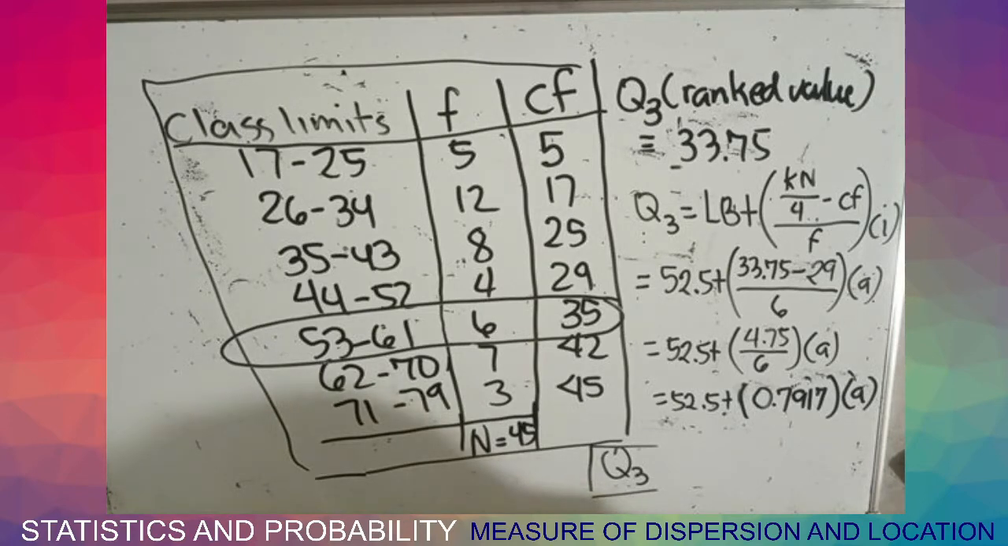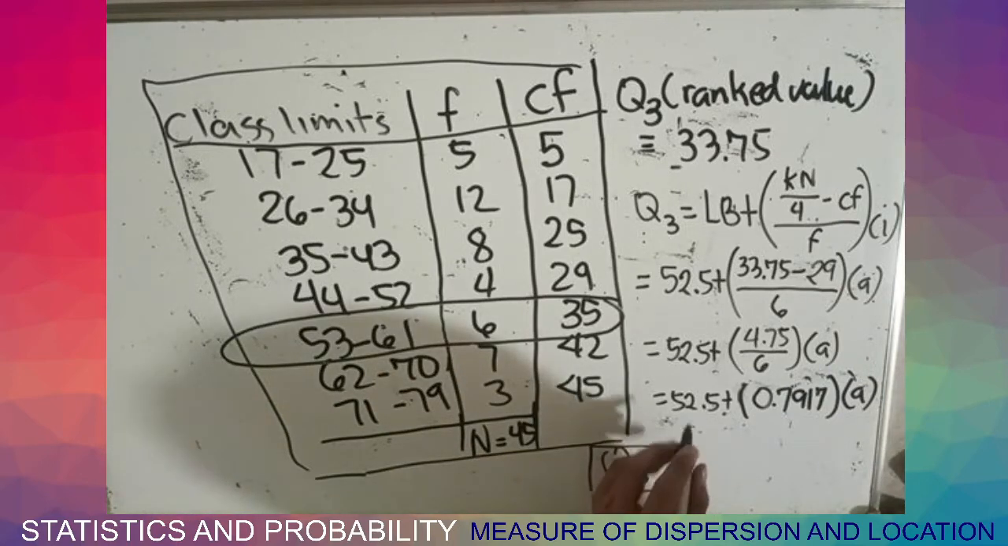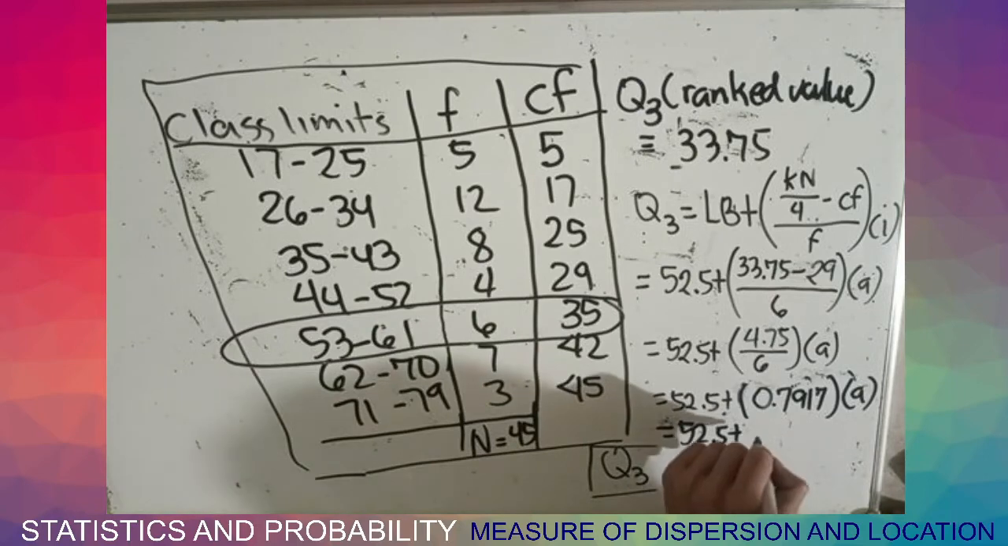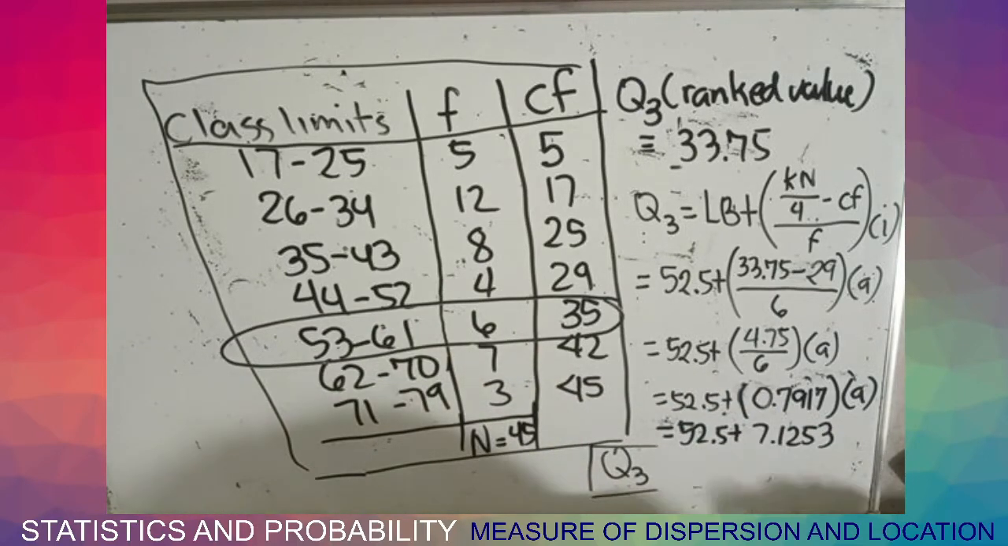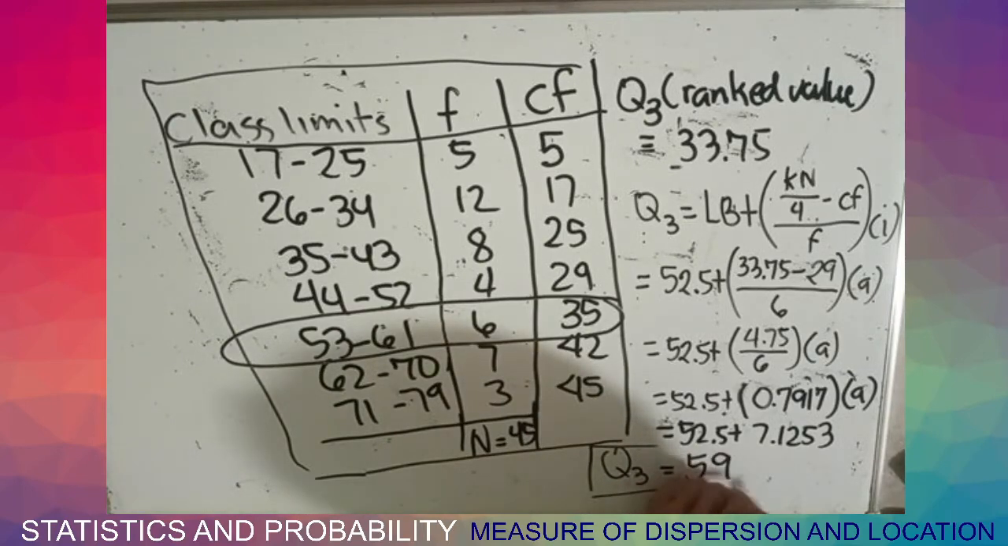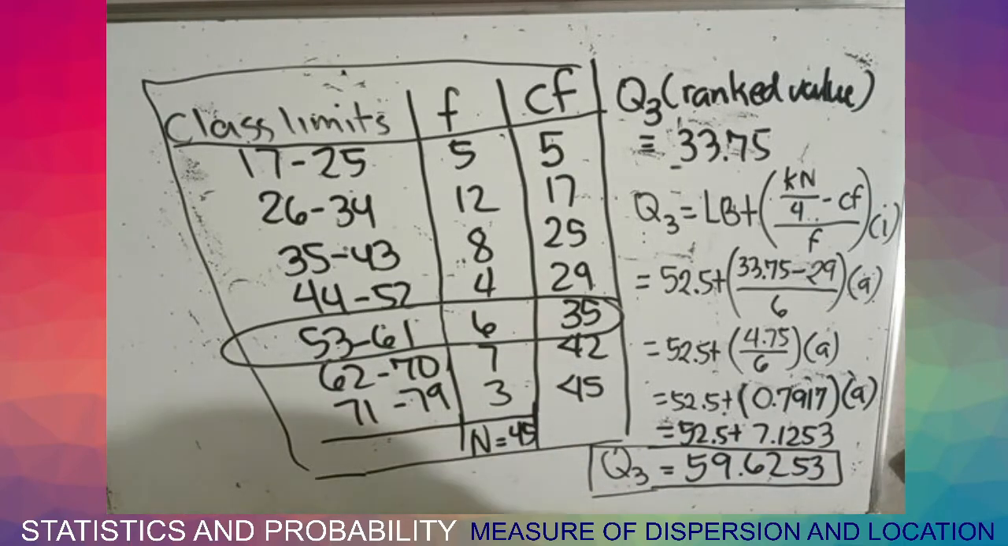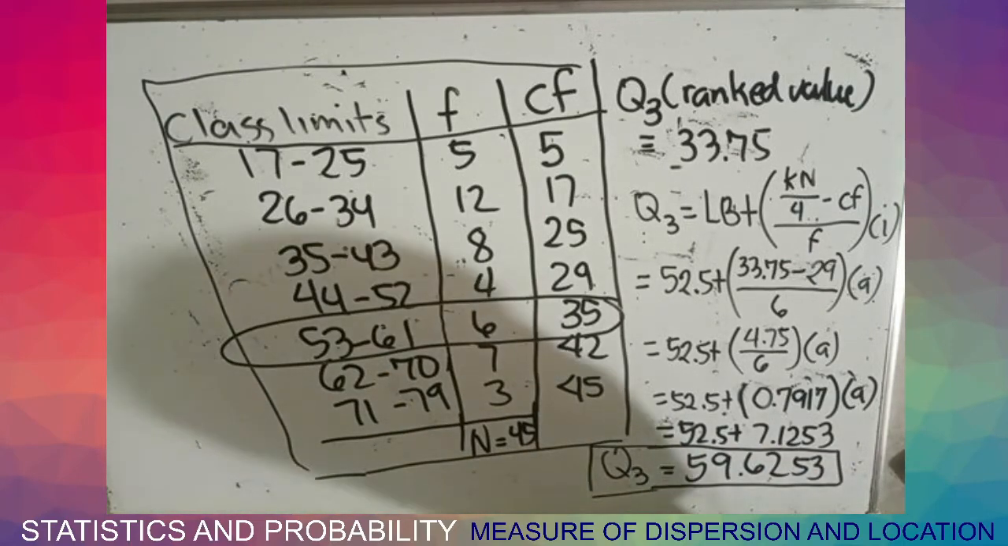0.7917 times 9 will be 52.5 plus 7.1253. Okay? Plus 52.5. So, sagot pala ay 59.6253. So, ganito pa rin yung nakakuha yung sagot. Okay, check na, check. Ayan, tama.